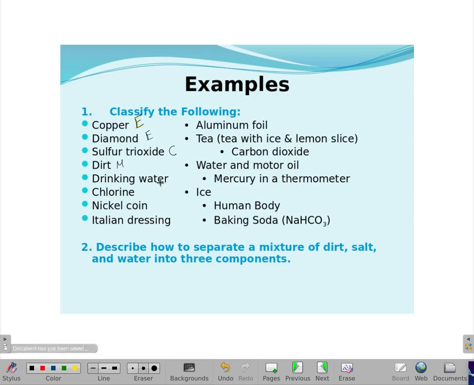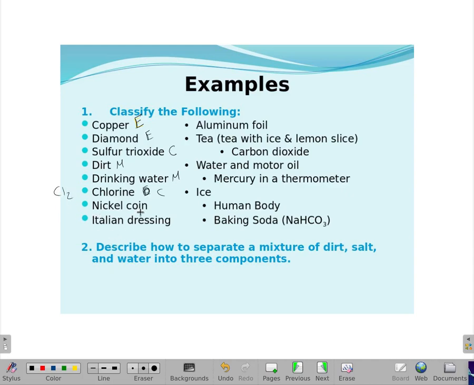Drinking water. For the most part, it's a mixture as well. It's mostly water, probably 99% water, but there's going to be some other minerals in there that gives it the taste that we're used to, especially on drinking water. Chlorine. Probably safe to call that an element. Actually, not an element, a compound, because chlorine is actually Cl2 most of the time.